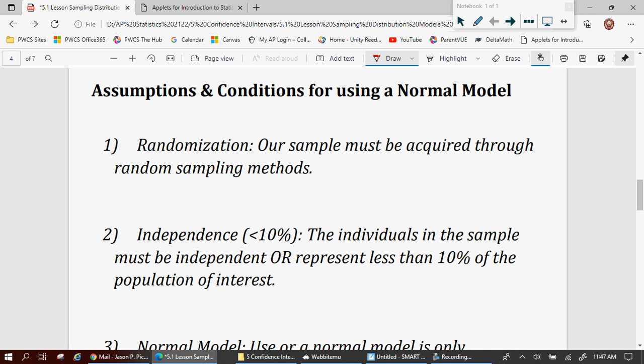We need each individual to be independent in our samples, and we talked about this before as well. If we can't ensure that things are independent, what we need to make sure is that we sample less than 10% of the population. I can go into that more deeply if you want during class on why the 10%, but what we need is independent individuals in our samples. One person is not affecting the probability of somebody else answering in a certain way or being in a certain group.